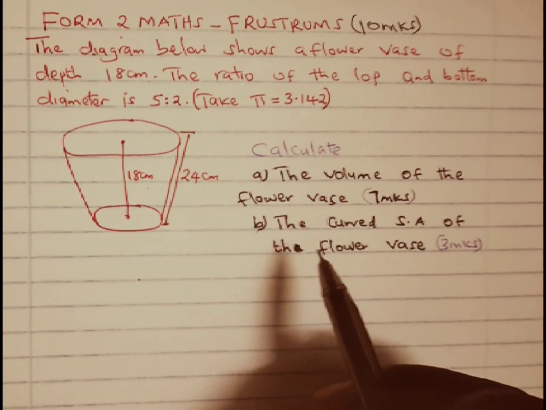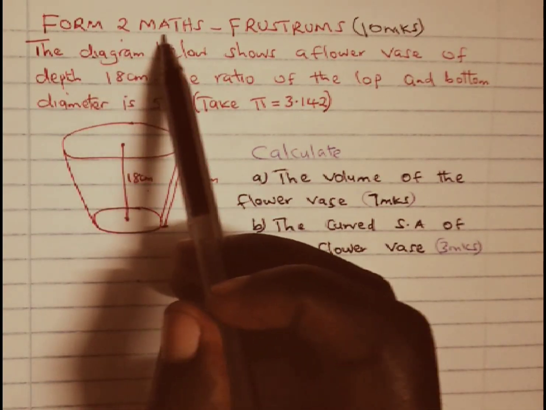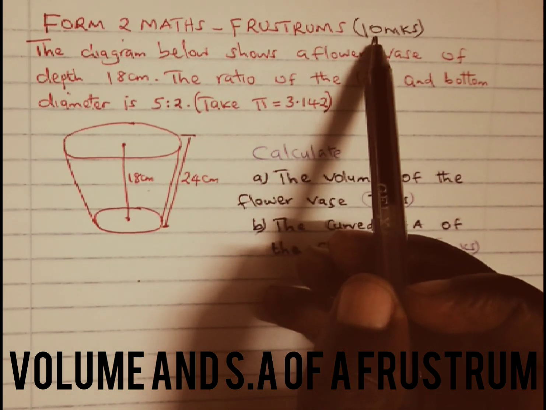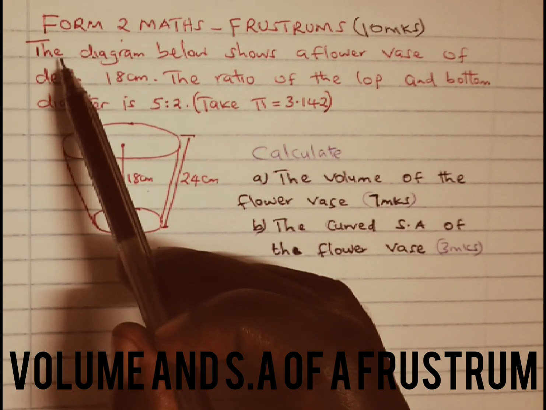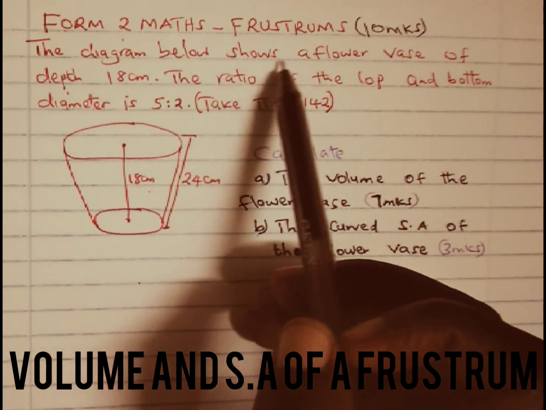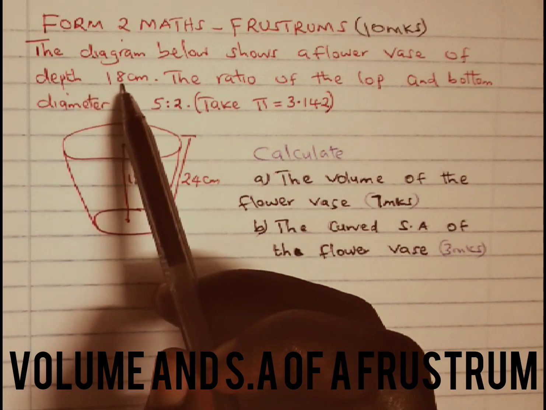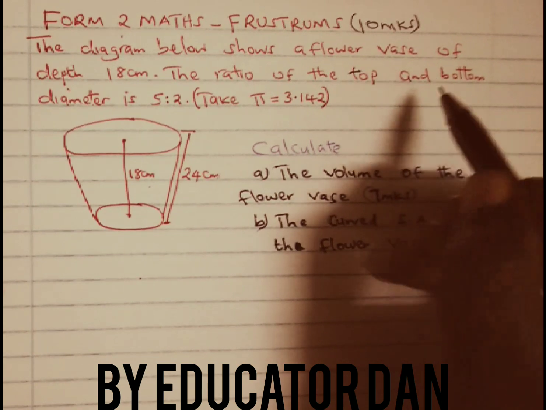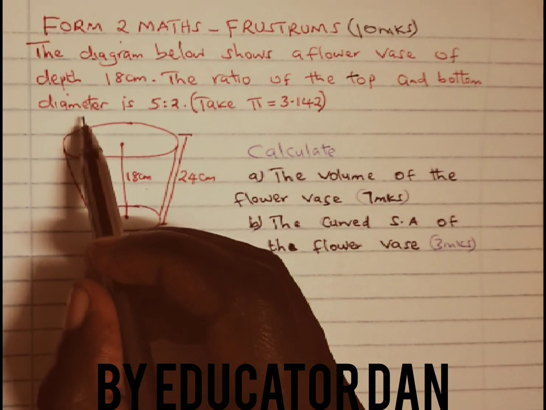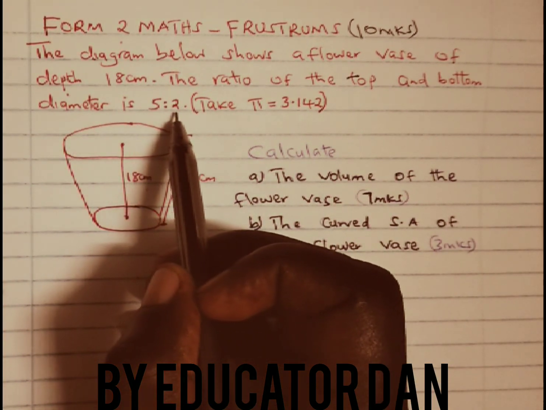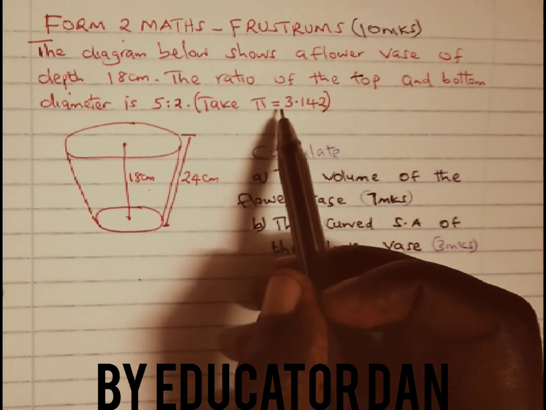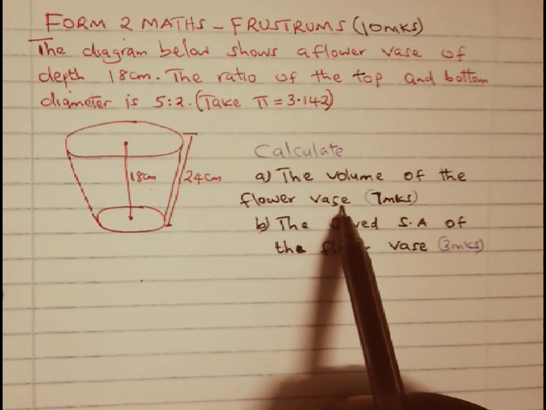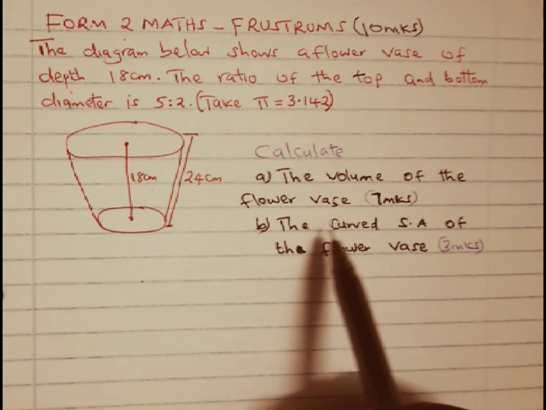Welcome to this discussion. We are looking at Form 2 Mathematics under Frustums, a question that carries 10 marks. The question reads: the diagram below shows a flower vase of depth 18 centimeters. The ratio of the top and the bottom diameter is 5 to 2. Taking pi to be 3.142, calculate the volume of the flower vase, 7 marks.